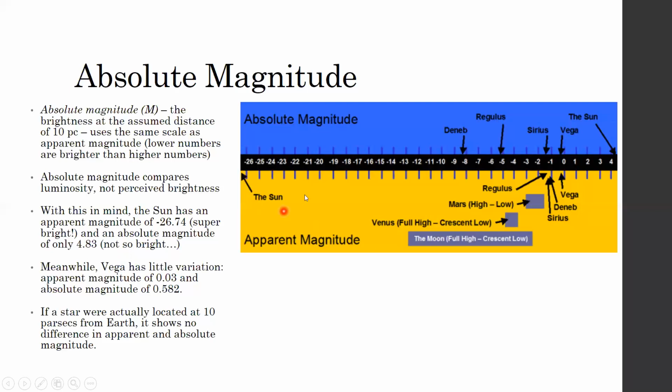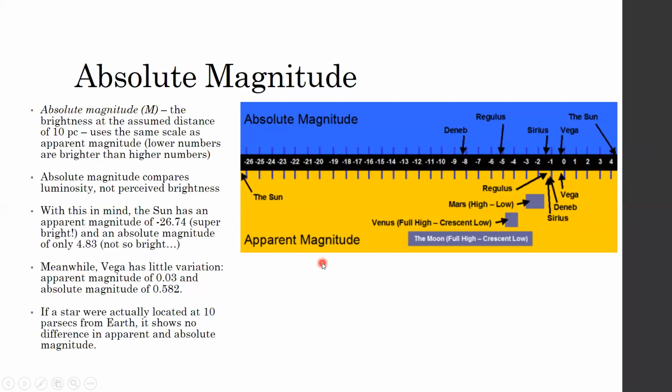For the bottom part, we have apparent magnitude, and the sun is all the way to the left, past negative 26. Whereas on the top part, for absolute magnitude, it's all the way to the right, which tops out at about positive 4.5 or so.